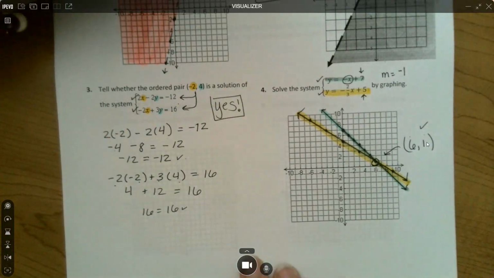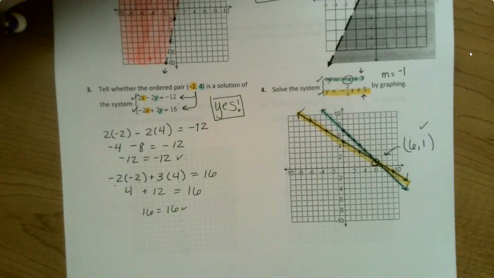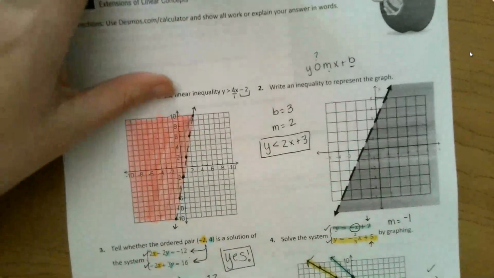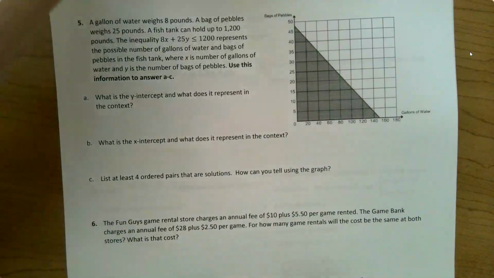Okay, so there's the first page of our study guide. We're going to move on to page 2. All right. Refocus this a little, get it clearer. There we go. All right, number 5.